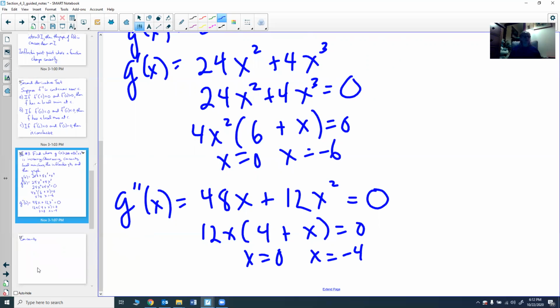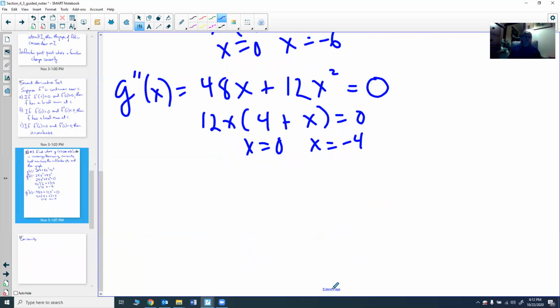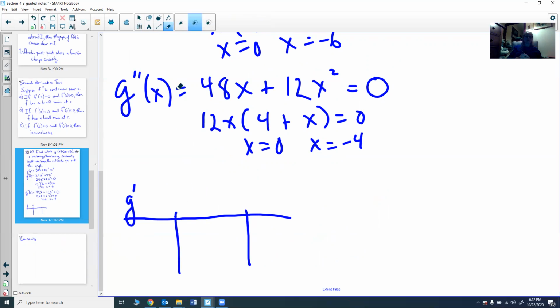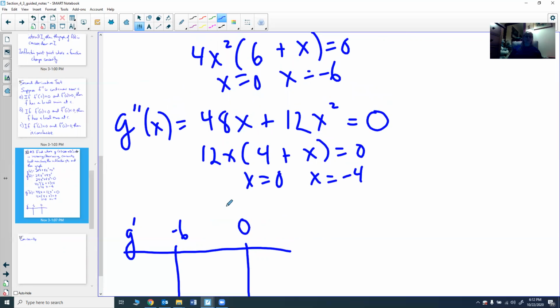All right, so we want to know where we're increasing and decreasing. So let's start with that. If we're looking for increasing, decreasing, we're looking for where the first derivative, and this is why it's very important to write down what each function is so you know which one you're looking at, is positive or negative. And so we're going to look at negative 6, which was one of my critical points, and 0 was the other. If I go back to my first derivative, it was 4x squared as one factor, and 6 plus x was the other factor.